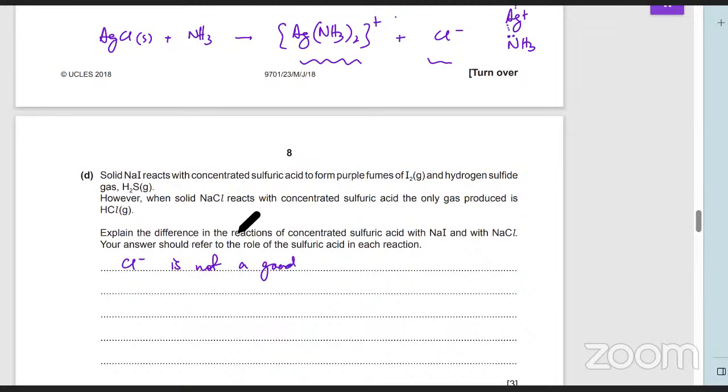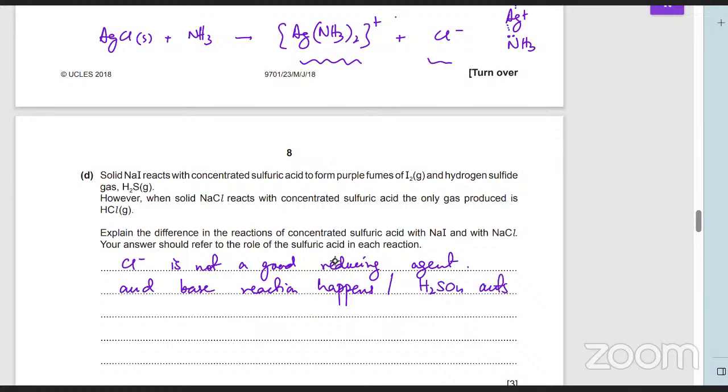And explain the difference. Your answer should refer to... he's not really asking for equations. So Cl-1 is not a good reducing agent. So an acid-base reaction happens, where the H2SO4 acts as an acid. The question asked for the role: acts as acid. And you can write the equation: what does an acid do? It produces H+1 ions. And what does a base do? It accepts H+1 ions. So Cl-1 will accept the H+1 ions and it will form HCl gas.